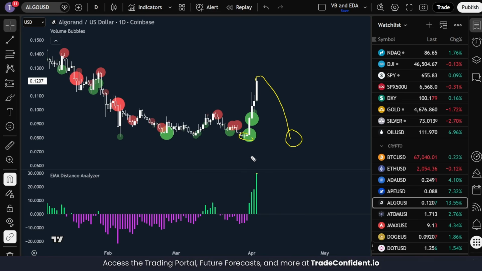Buying the bottom of these areas is going to help you maximize your profit on the way back up, especially as we're beginning to transfer from the bear market into the bull market. The readings are simple from the volume bubbles and the EMA Distance Analyzers.